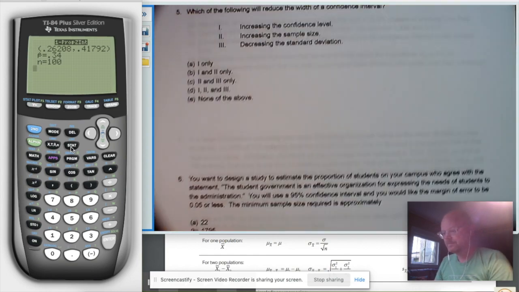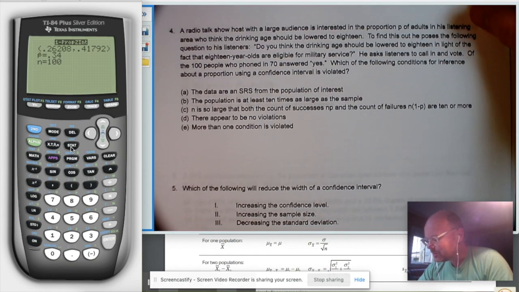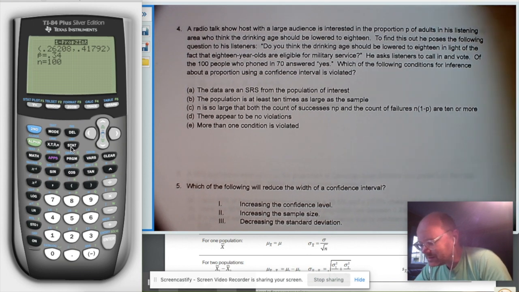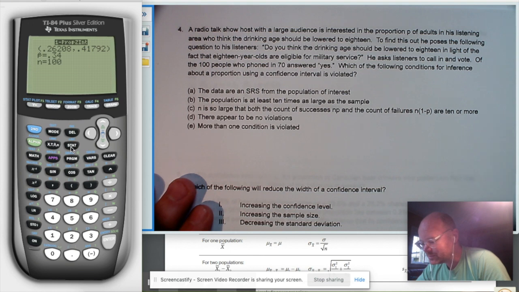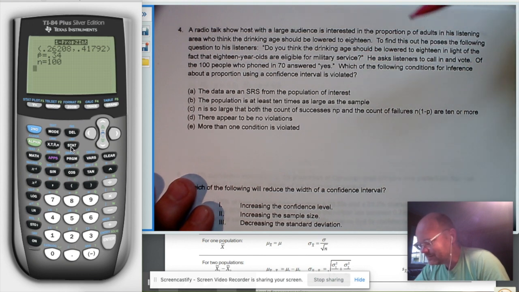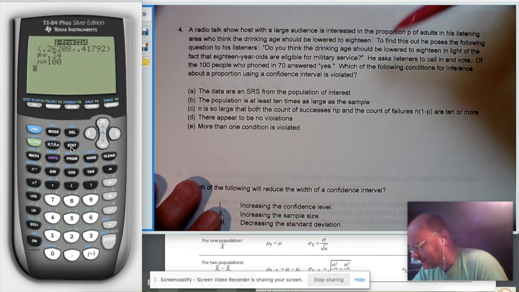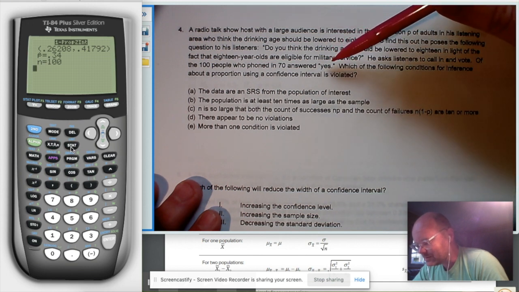All right. A radio talk show with a large audience is interested in the proportion P of his listening area who thinks that the drinking age should be lowered to 18. To find this out, he poses the following question to his listeners. Do you think the drinking age should be lowered to 18 in light of the fact that 18-year-olds are eligible? This is kind of a biased question, but I don't know, maybe he's a biased kind of guy. He asked listeners to call in and vote. Of the 100 people who phoned in, 70 answered yes.